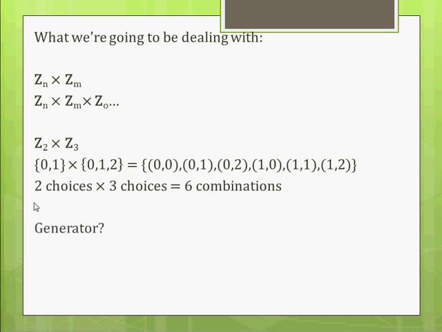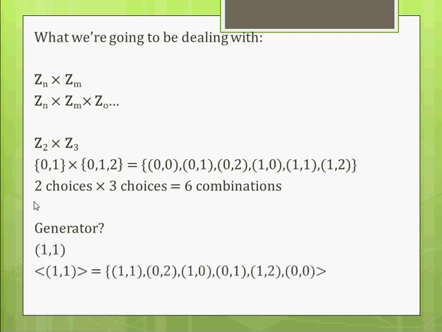Is there a generator for this group? What do you think? (1, 1) generates it. And here is the proof. This is equal to our group. (1, 1) plus (1, 1) is (0, 2). (0, 2) plus (1, 1) is (1, 0), and so forth. So (1, 1) generates this. There's also another generator. Can you find it? By the way, since it has a generator, it's cyclic.